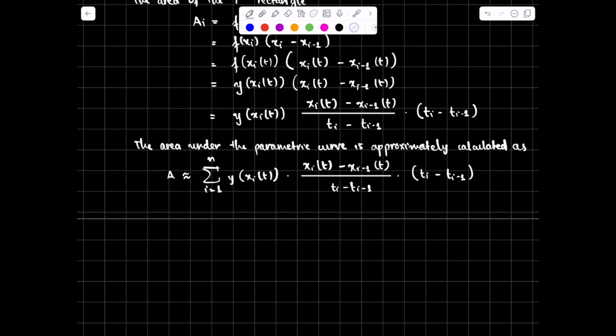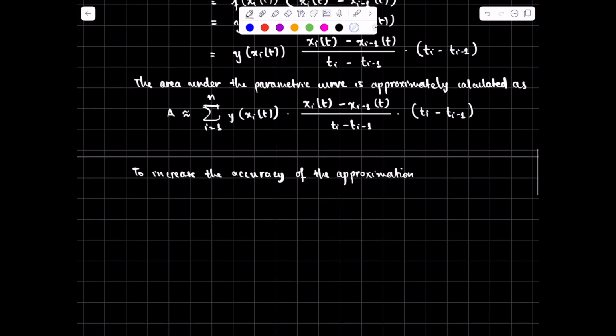Now, to increase the accuracy of the approximation, what we want is to increase the number of rectangles used to infinity. In fact, what you do is you let n go to infinity, or take the limit as n goes to infinity of these summations. y of x sub i of t.